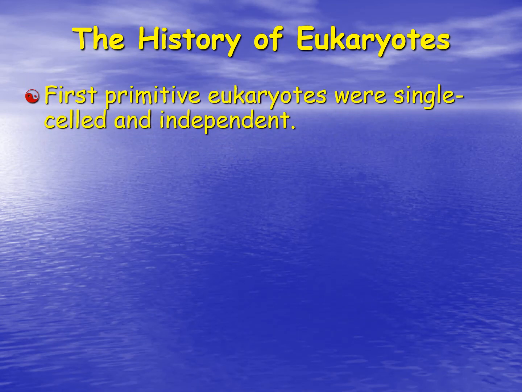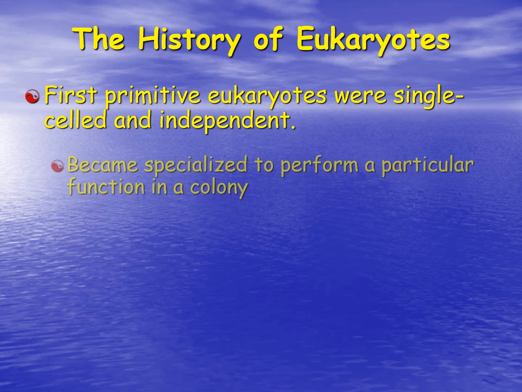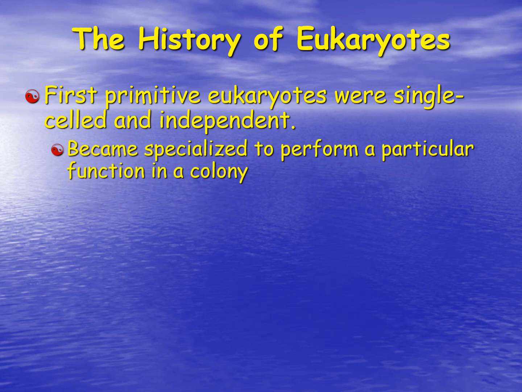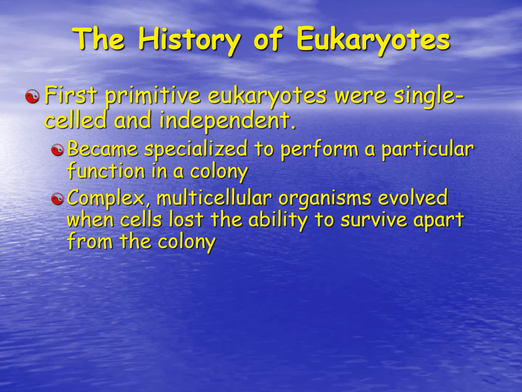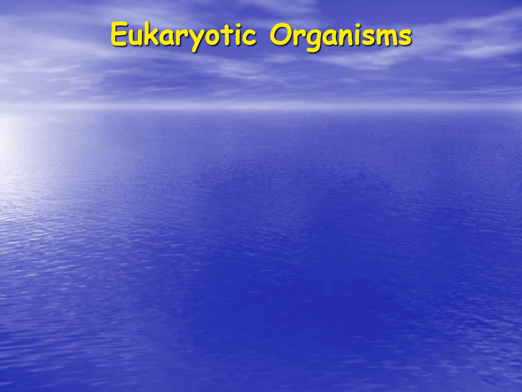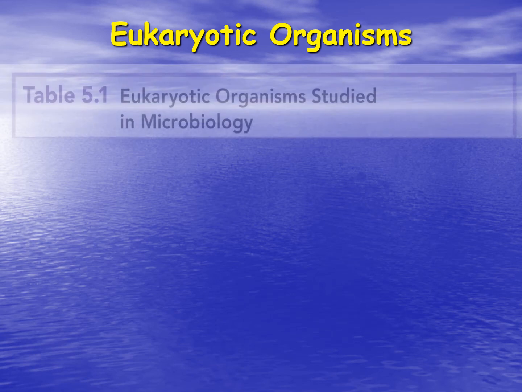The first primitive eukaryotic cells were single cell and independent from each other. They became specialized to perform a particular function within colonies, and then complex multicellular organisms evolved when cells lost the ability to survive apart from the colony. And this then led to the formation of the tissues, the organs, and finally the organ systems.